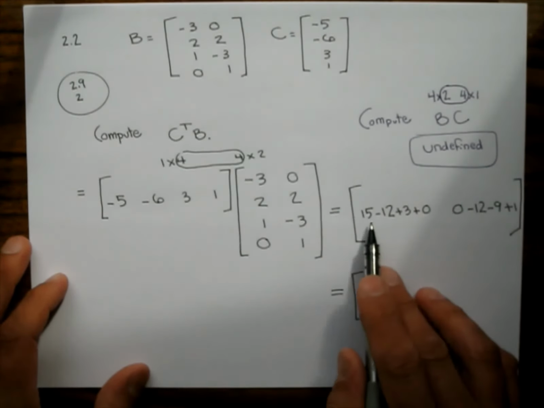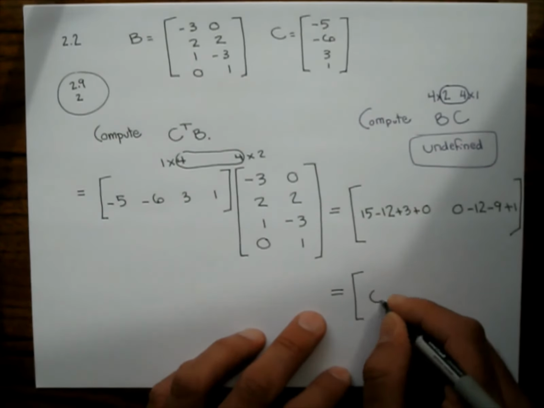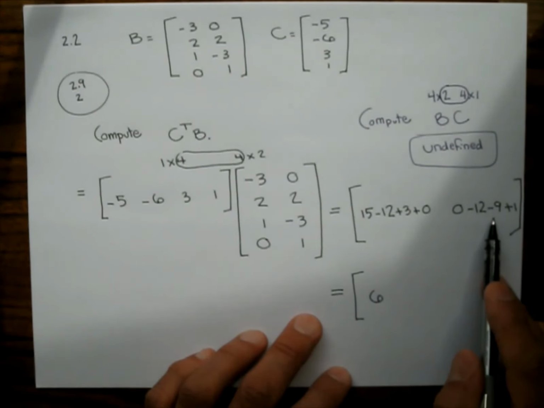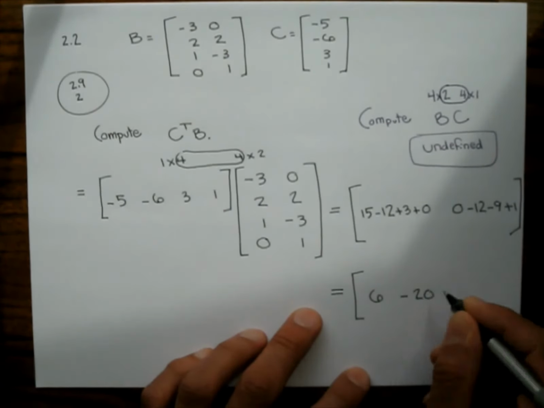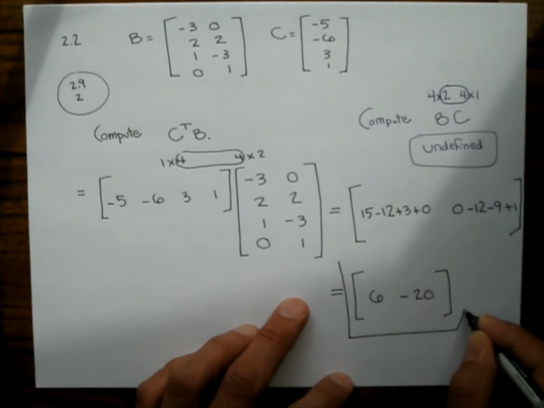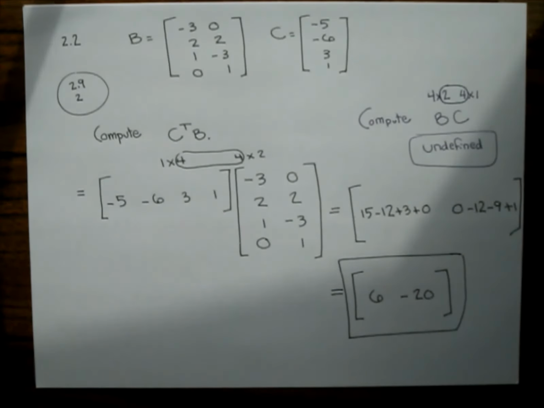So look what I have here. I have 15 minus 12 is 3, 3 plus 3 is 6. And then over here we have -12 and a -9. This gives me a -21. Plus 1 is -20. So there's my 1 by 2 matrix I got by multiplying those things together.